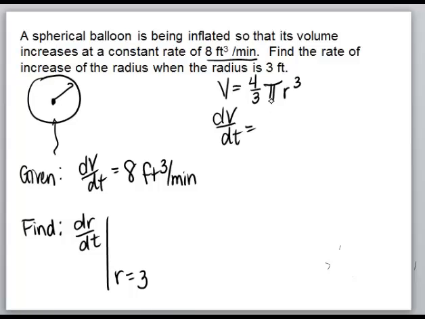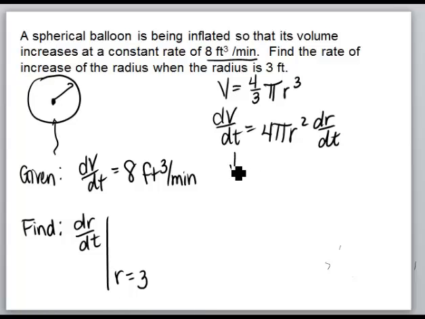4 pi r squared dr over dt. Again, we're taking the derivative with respect to time. That's the fourth step.